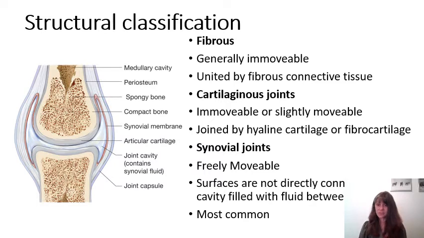Lastly, we have synovial joints. Synovial joints are the most common type of joint in the human body. The surfaces of the bones are not directly connected to one another. Synovial joints include a joint cavity. Remember, a cavity is just a space, which is filled with synovial fluid between the bones.